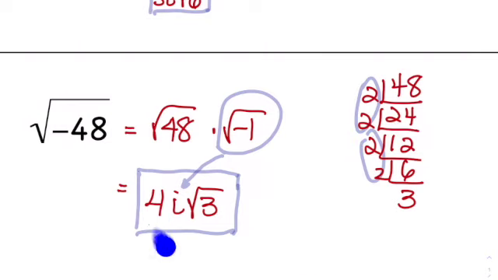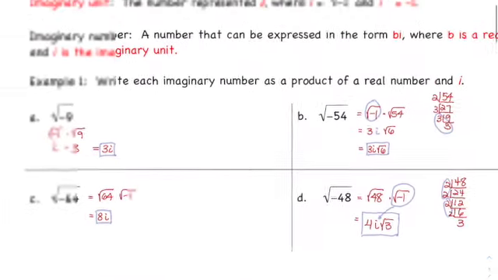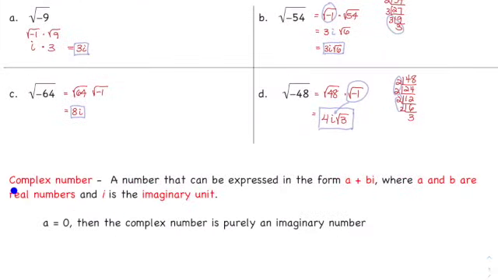That's going to be 4 and the 3 goes inside the i right here. I bring it down, give you guys an arrow so you know where the number should go. And that's example number 1. On to the next thing, complex number.